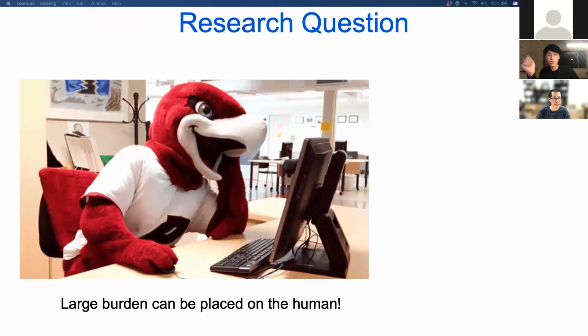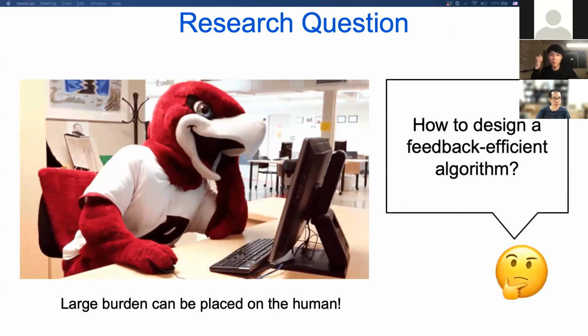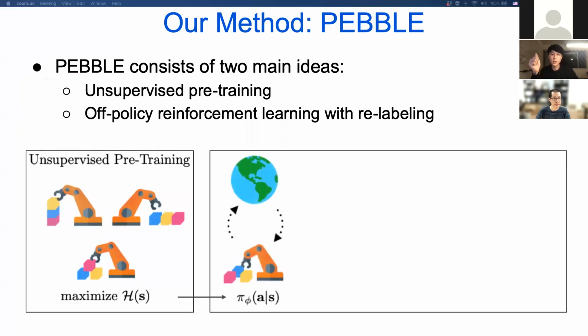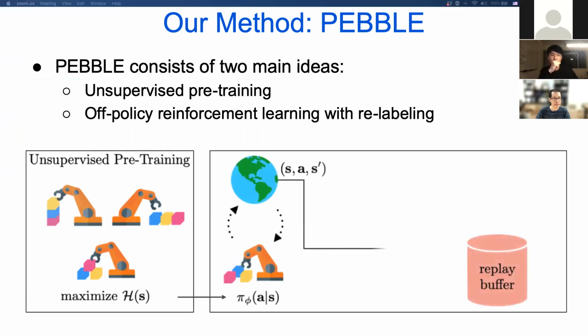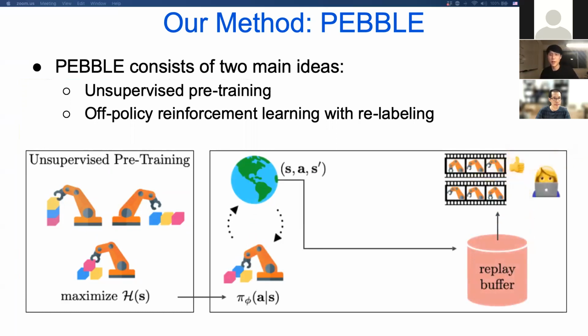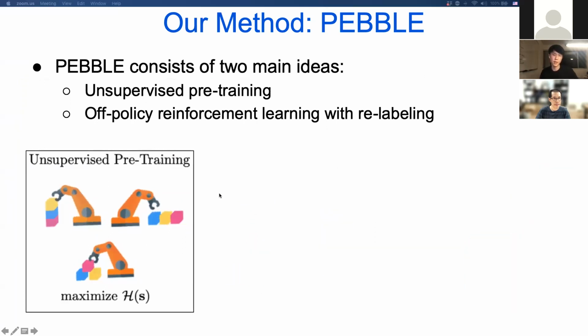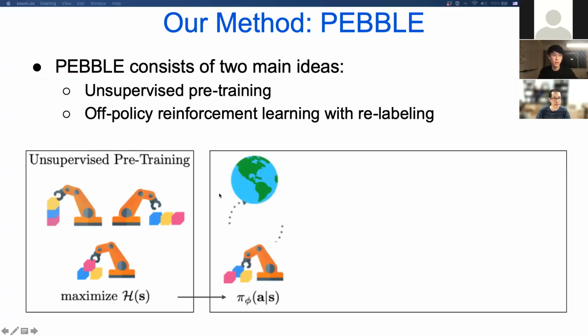However, involving a human in the loop puts a very large burden on the human. Actually, you might not want to use this framework if you have to spend huge amounts of time to teach your agent. So this implies that we need to think about how to design a very feedback-efficient algorithm to utilize this idea. And as a solution, we propose PEBBLE, which consists of two main ideas. As shown in this animation, PEBBLE is based on unsupervised pre-training and off-policy RL with relabeling. And I'm going to explain in more detail from the next slide.